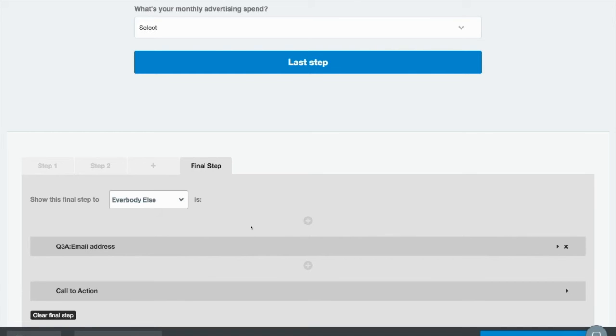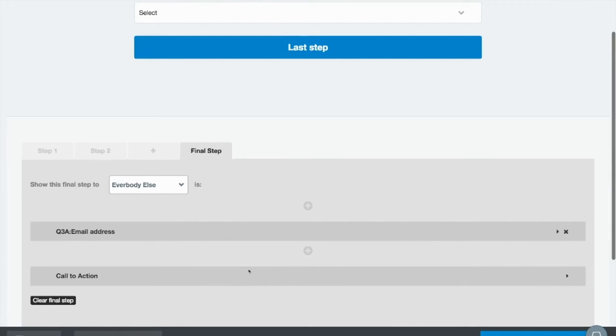The more that you ask, the fewer leads you're likely to receive. So there's a degree of awareness you need to have. You're either going to get fewer leads but more information, or more leads but a bit less information. So it's about finding the balance between the two. And you can obviously run A/B tests, creating multiple forms, to work out what is the right balance for you.